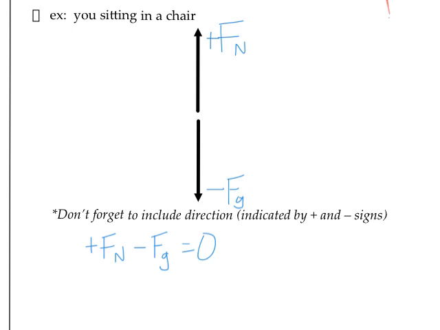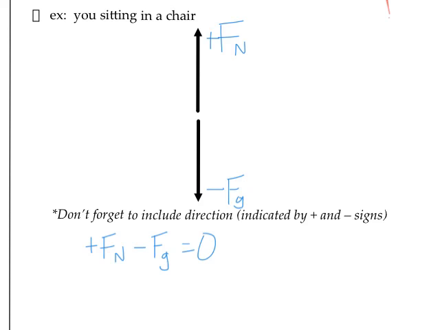Earlier, when I mentioned no net force acting on an object, we have an example of you sitting in a chair. So right now, you have the gravitational force pulling you downward, and perhaps you're in a chair, so that chair is providing a normal force that points upwards. And we can indicate direction of our forces by including those plus and minus signs. So I chose up to be positive and down to be negative.